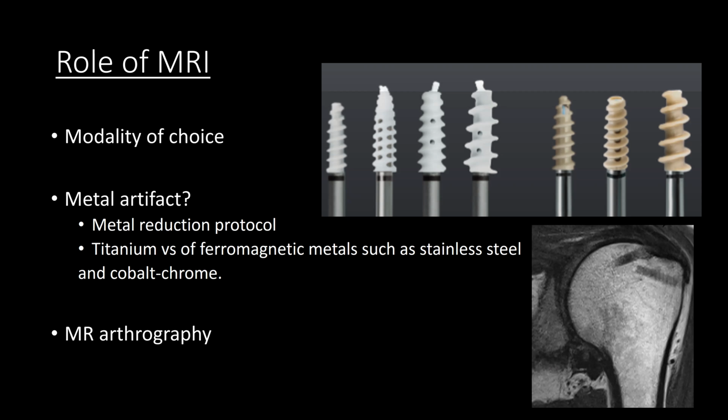Direct MR arthrogram, despite being invasive, can improve diagnostic accuracy for the postoperative shoulder by distending the joint and increasing signal to noise ratio. We're going to talk about MR arthrogram as well in a minute.